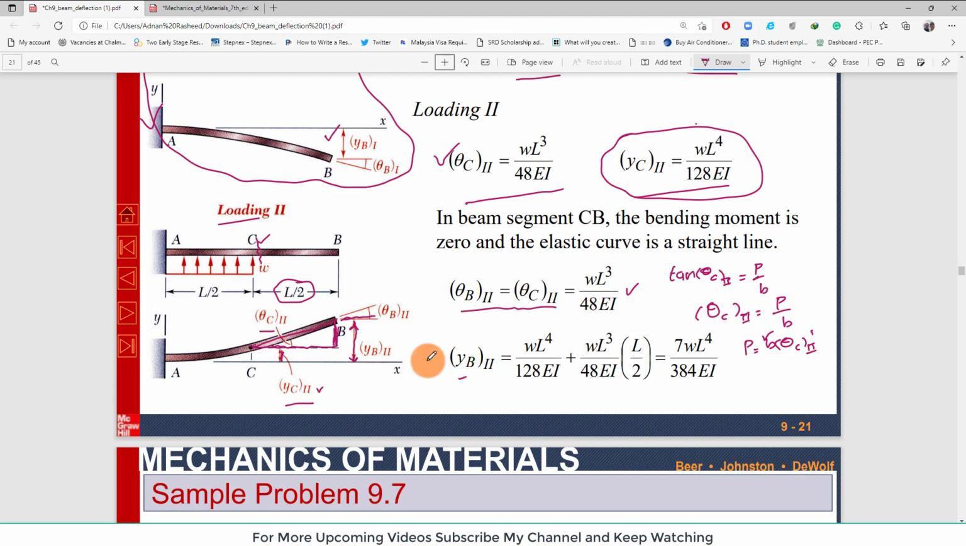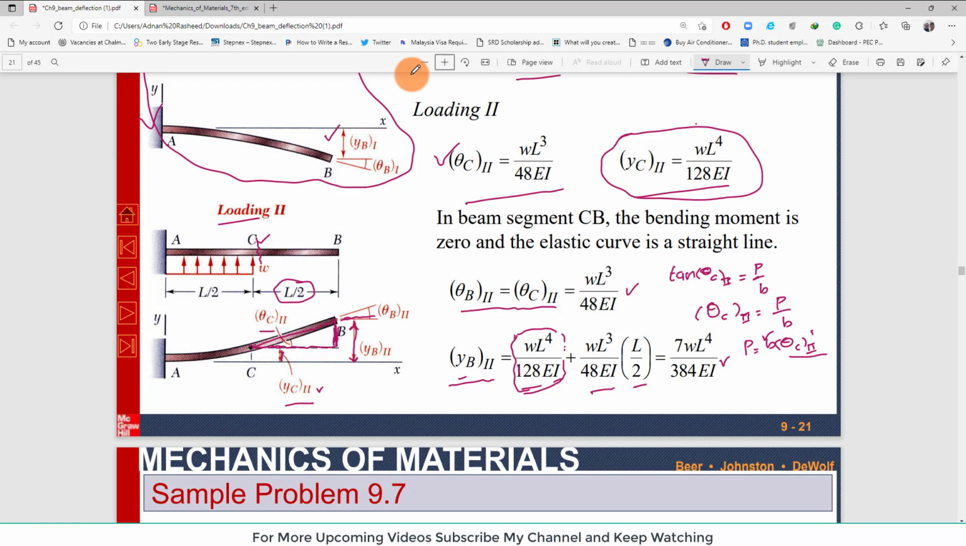So now YB, the total deflection at point B, is equal to YC2, which is this one. We have already found the deflection at point C due to loading 2, plus this perpendicular distance, which is equal to B into theta C due to loading 2. So B is L by 2 and theta C is WL cube over 48 EI. When you sum it, you will get the deflection at point B due to loading 2, which is 7WL4 over 384 EI. Clear?